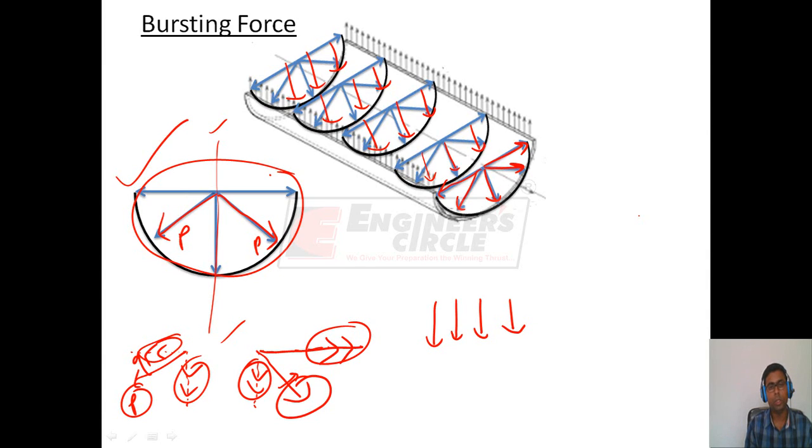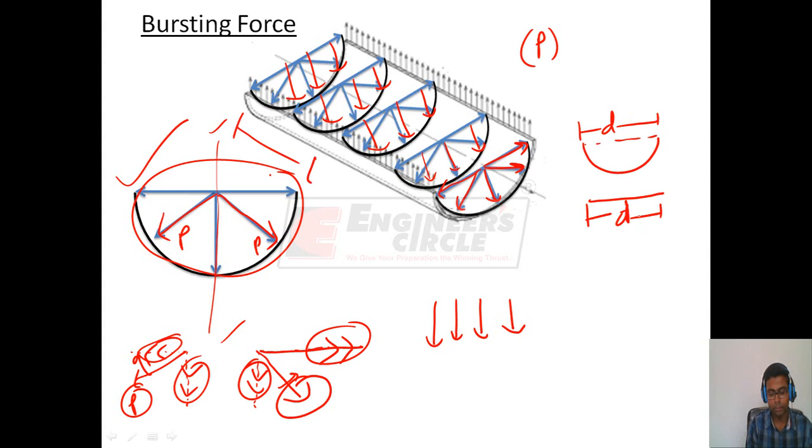This net vertical force due to pressure can be found by simply finding the vertical component of this force. The vertical component of this force exerted by the pressure is pressure P into the projected area. So if we project this area, that is if we project this curved surface area, then if this is diameter D, then it will be diameter D, and along the entire length L, if we project, we will see that it will be L into D.